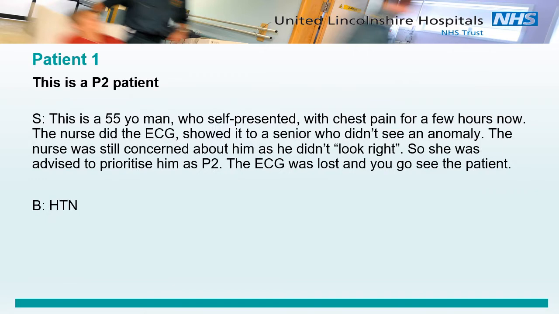First case with us is a P2 patient. This is a 55-year-old man who self-presented with chest pain for a few hours now. The nurse did an ECG and showed it to a senior, who didn't see any abnormality. The nurse was still concerned about him, and he didn't look right to her. So she was advised to prioritize him as a P2, and unfortunately the initial ECG was lost, and you go to see the patient. His background is only hypertension.